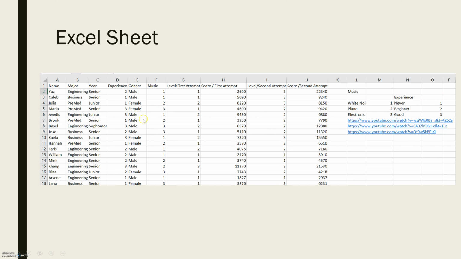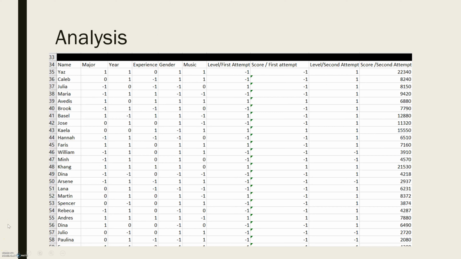And then we go back to Brooke here, and he's male. 2, music. That means piano. We asked him what type of music he wanted to listen to. So it's either white noise, piano, electronic, or something loud. And then we scored his first attempt and then the second attempt. And that's how we collected information from different players. And here we changed the data to coded variables in preparation for the full factorial design.